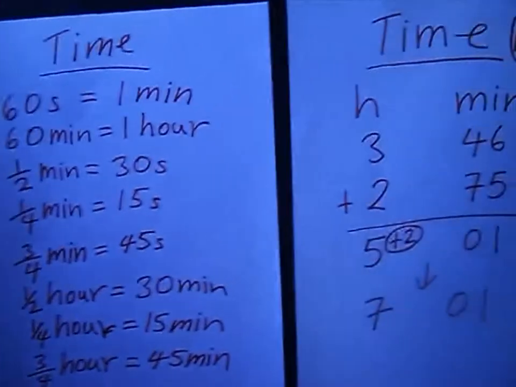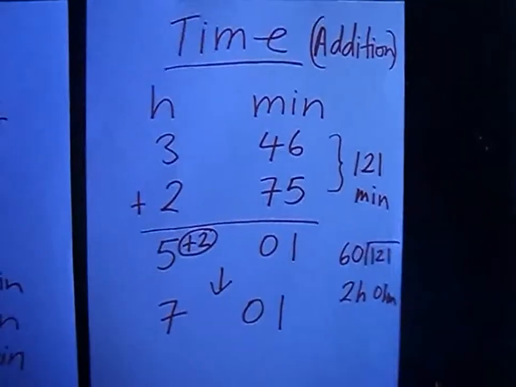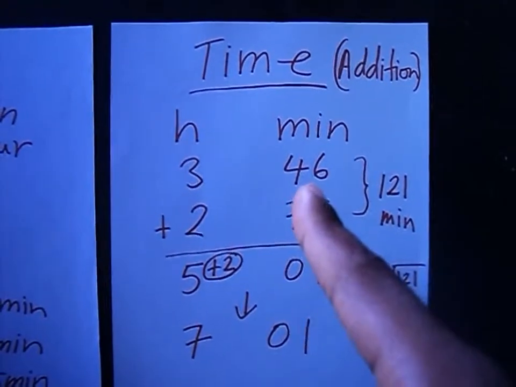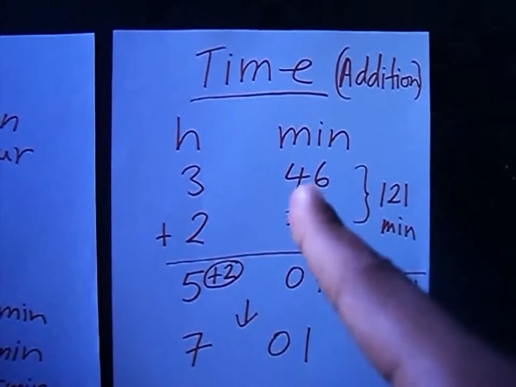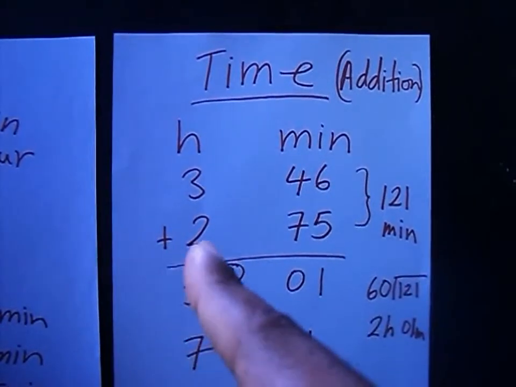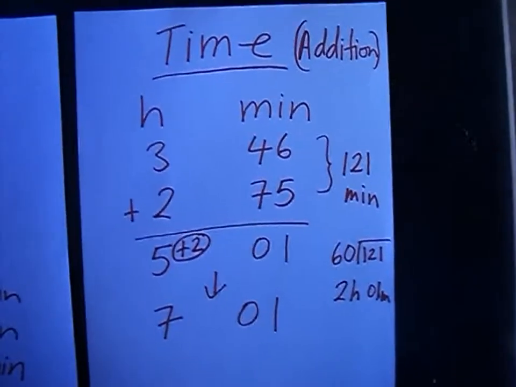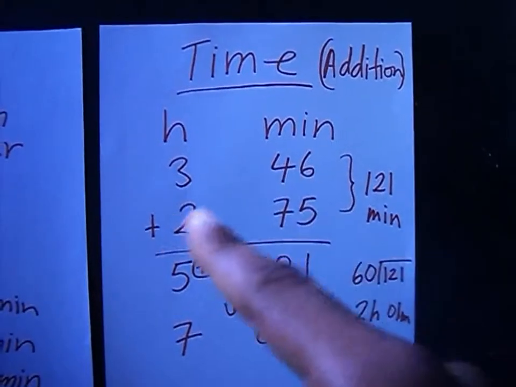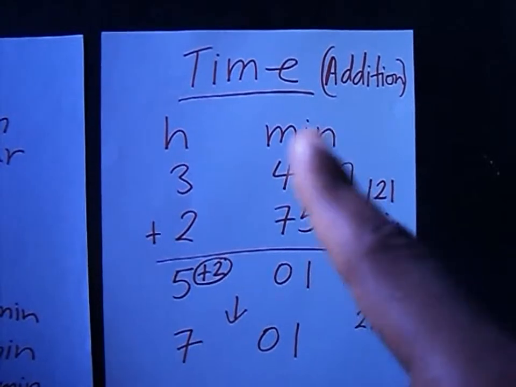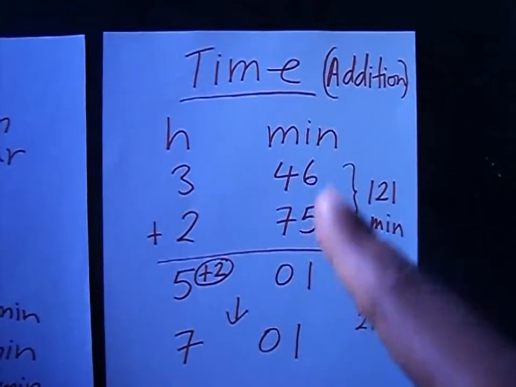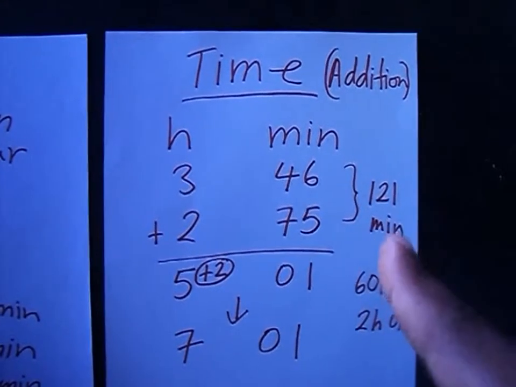Now let's go to the addition of time. You have 3 hours and 46 minutes plus 2 hours and 75 minutes. When you add the minutes separately, 46 plus 75, you're going to get 121 minutes.